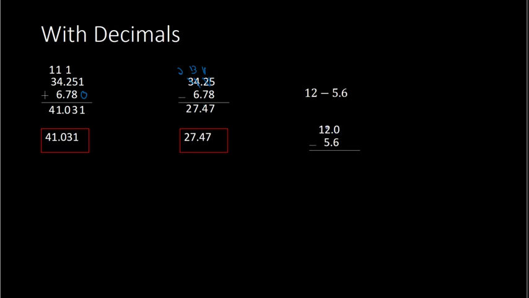So 0 minus 6 does not work. So I need to borrow from the 2. That becomes a 1, and this becomes 10. 10 minus 6 is 4. And then now we have 1 minus 5, which does not work. So I need to borrow from this 1. That becomes a 0, and this becomes an 11. 11 minus 5 is 6. So I have 6.4 as my solution. And notice the decimal, once again, is lined up.